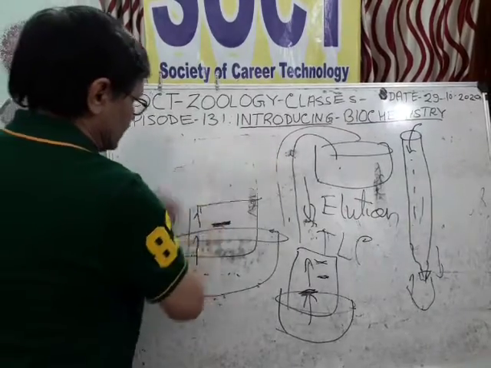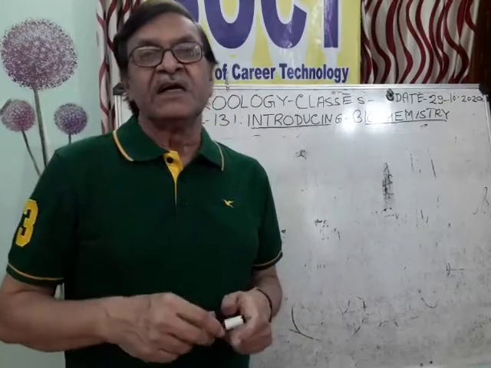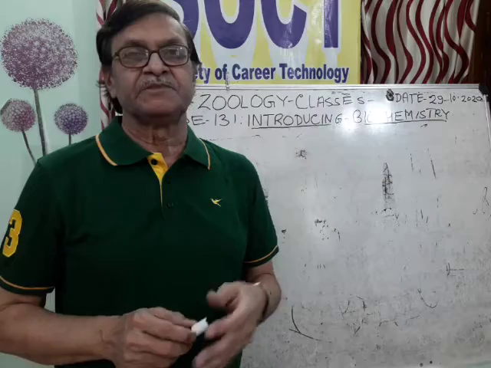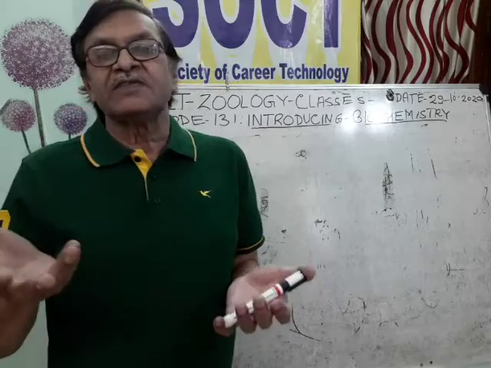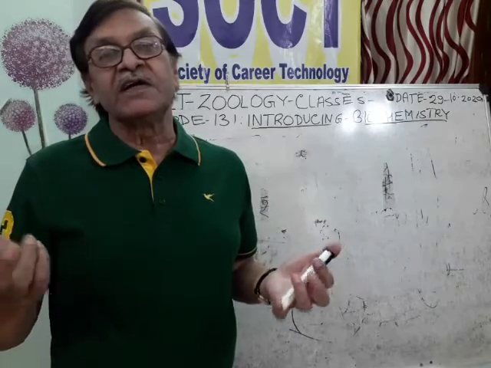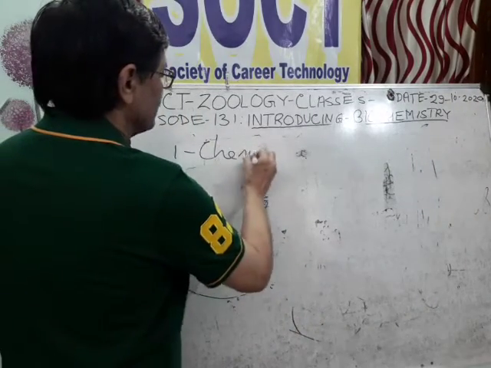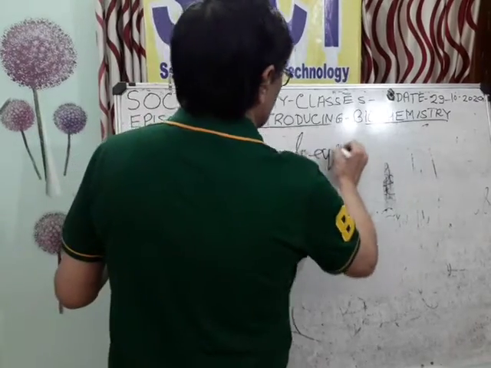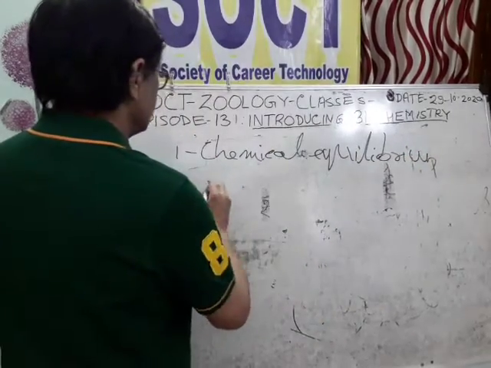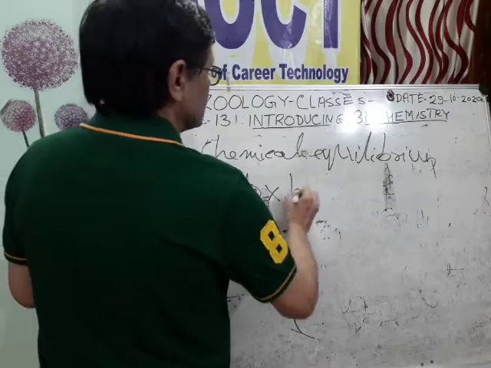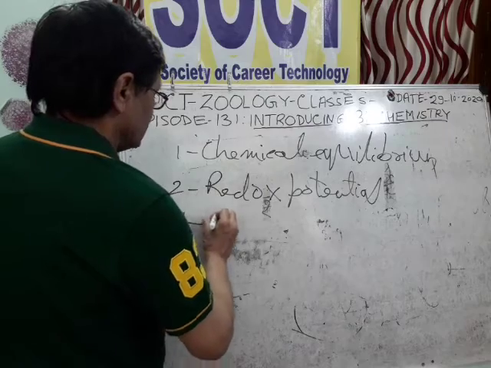After that, most of the reactions taking place in our body are reversible reactions. Still, they take place in one direction only. So how is that direction controlled? That direction is controlled by three principles. One, the principle of chemical equilibrium. Second is redox potential. And third is thermodynamics.